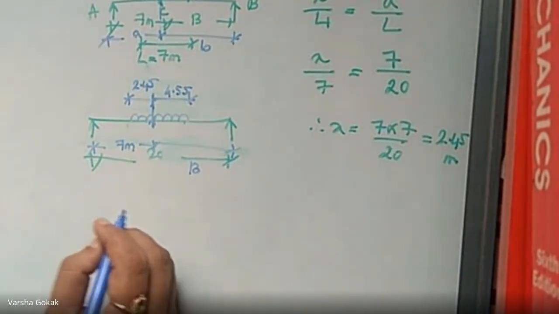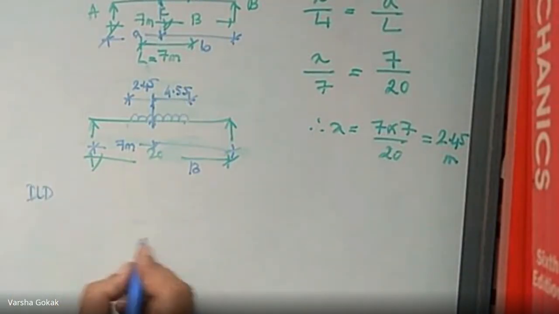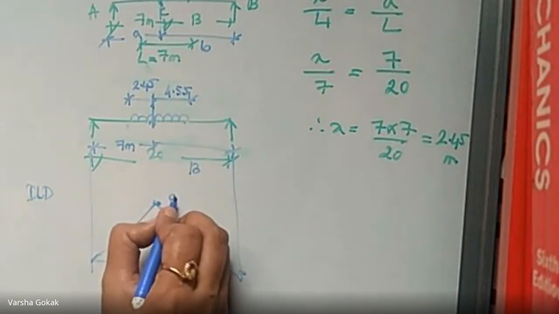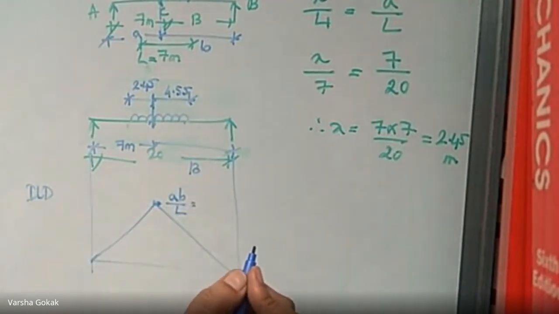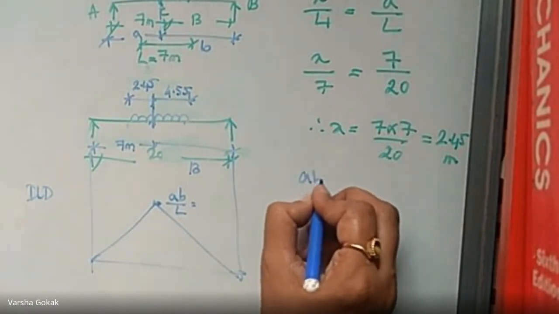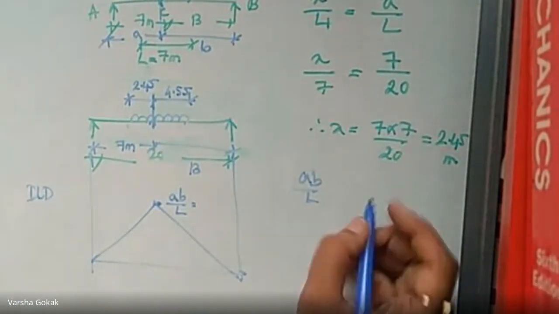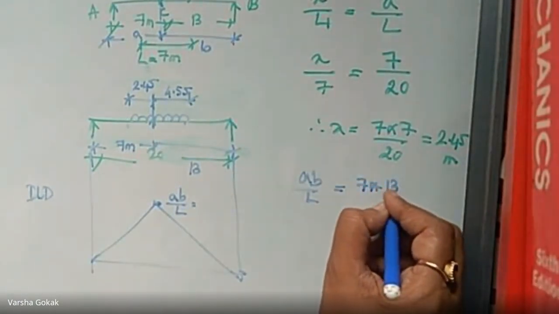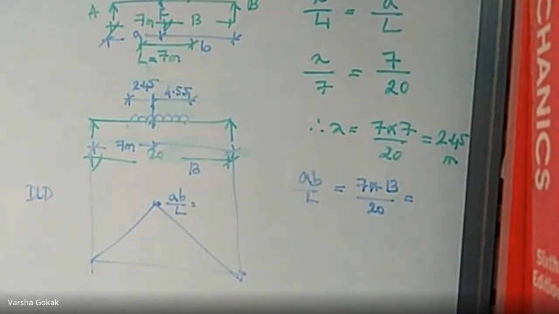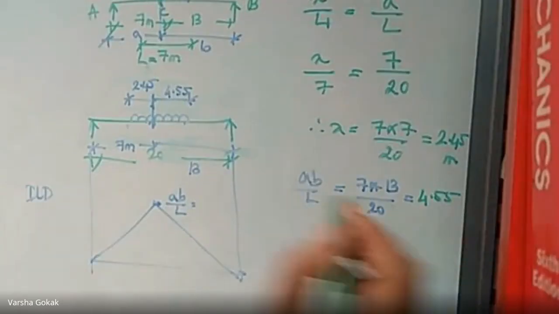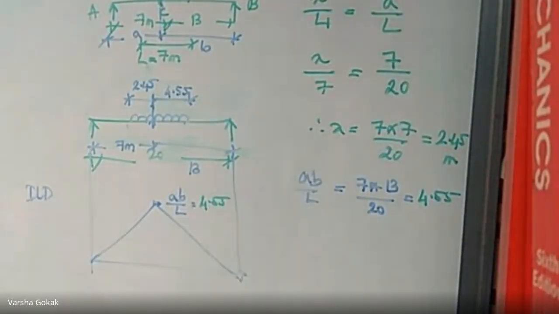For this UDL, we know the ILD diagram for bending moment. What is the ILD diagram for bending moment? It is going to be like this for point C, where this point is nothing but AB by L, right? When I say AB by L, I mean WAB by L, where W is equal to 1, so I don't substitute W. AB by L means 7 into 13 divided by 20. How much is this? Last class it was the same value, 4.55. So this in the diagram is 4.55 now.